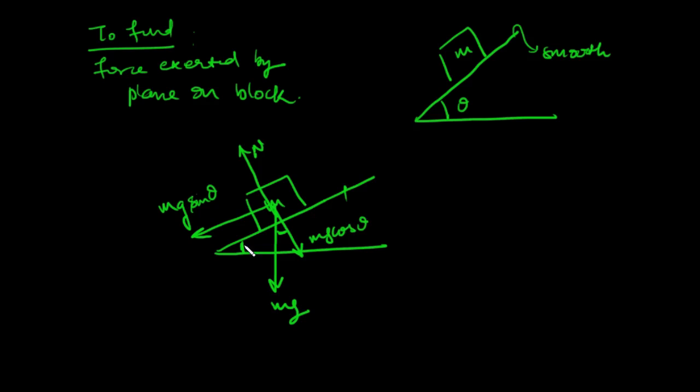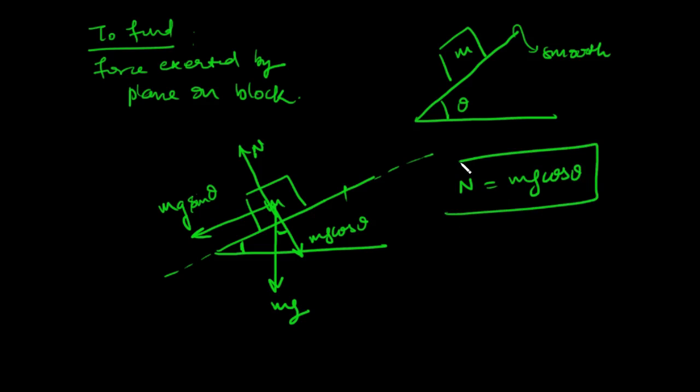Now the block is accelerating along this plane, so it is not undergoing acceleration perpendicular to this plane. This means perpendicular to this plane, forces are being balanced. This means N equals mg cos theta. So this is the answer.